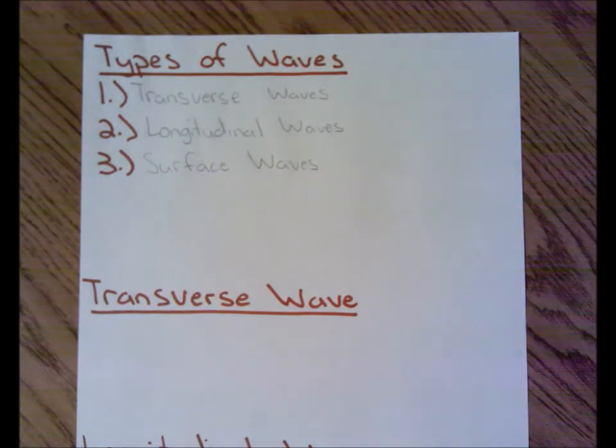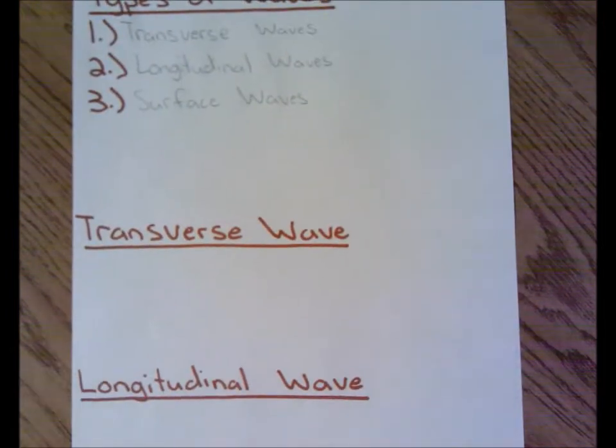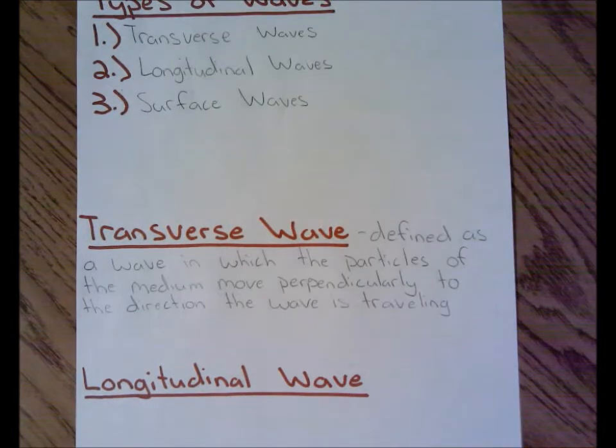So we start out here with a transverse wave. Now, a transverse wave is just defined as a wave in which the particles of the medium move perpendicular to the direction the wave is traveling. So what we have with a transverse wave is something similar to what we've seen: that up and down motion, where the motion is perpendicular to the direction of the wave.